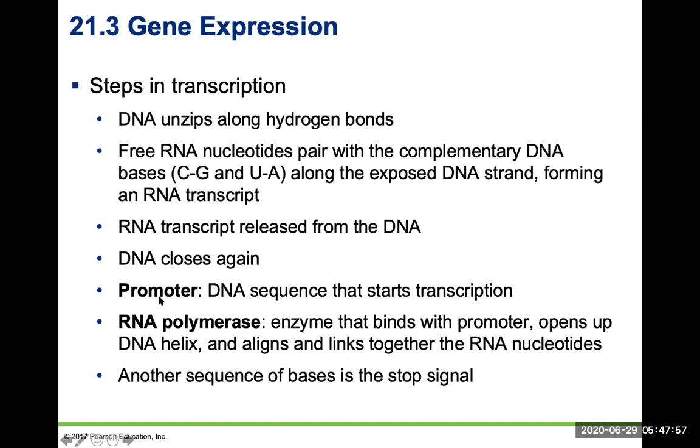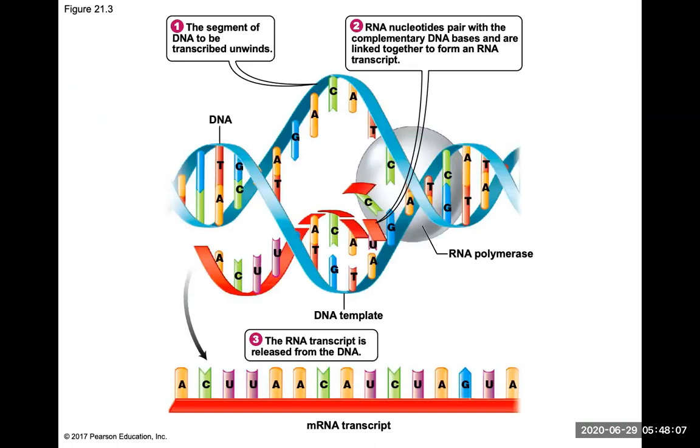You'll read through what the promoter is, what the RNA polymerase is, and then there's another sequence of bases that will be the stop signal in that gene expression. So this is a look at the DNA, again, parent strand unwinding and how the RNA begins with the RNA polymerase and the RNA forms attaching to that DNA parent strand as the DNA template. And the RNA transcript is released from the DNA. And that can be seen down here as a single strand because we remember RNA is only single-stranded.